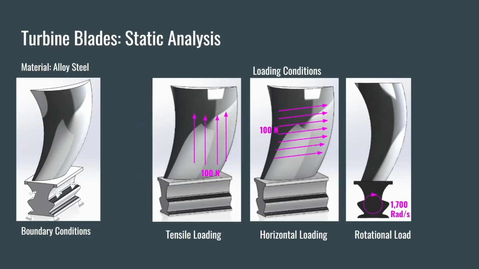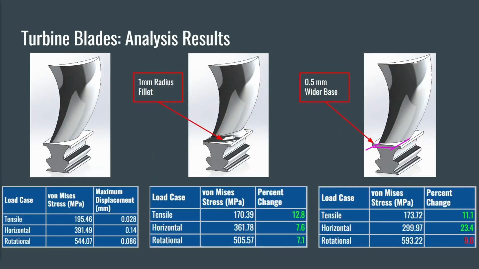The part that was studied next was an individual turbine fin from the inner ring of the engine. The material that was chosen for the studies was alloy steel. For the first loading condition, a 100 Newton load was applied to the curved faces of the fin directed upwards. The second had a 100 Newton load applied to the faces of the fin directed horizontally, and the third was a rotational study at 1,700 radians per second around a circle of radius 1 3/4 meter.